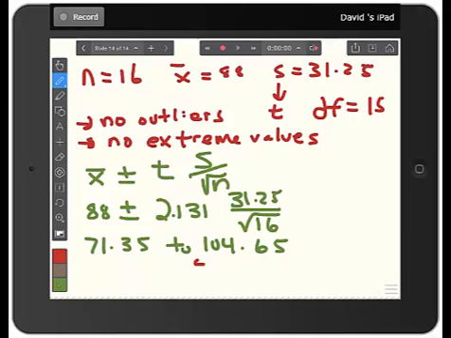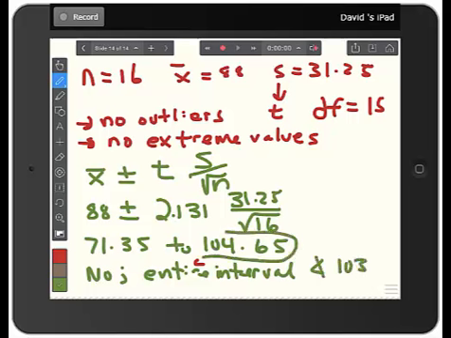And C, based on that interval, can we conclude that the population mean is less than 103? And the answer to that is no, because the entire interval is not less than 103. It could be as high as 104.65, and that is not less than 103.